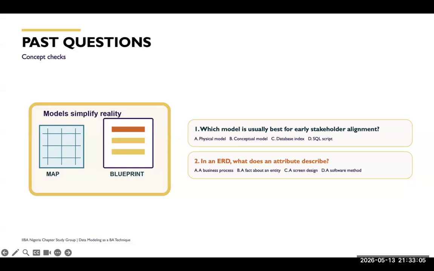So question 2, in an entity relationship diagram, what does an attribute describe? An attribute describes the qualities of an entity. Thank you. B, a fact about an entity. Thank you, Feiwa. Thank you, Yakini. Thank you, Muni. B, that's correct. The answer is B. Yes. Thank you very much.